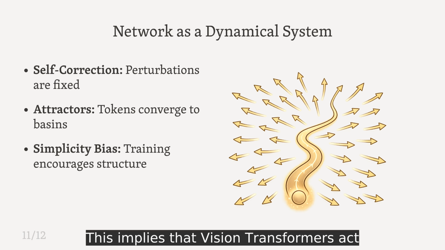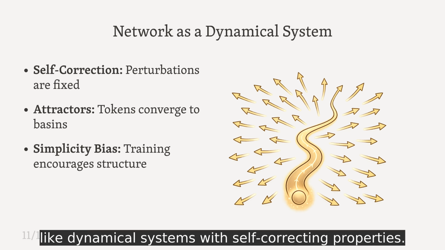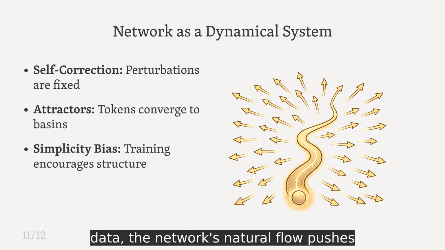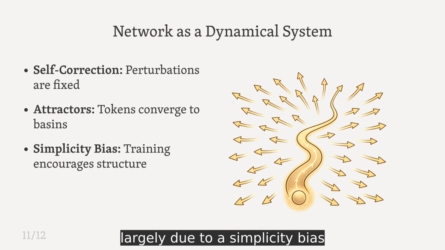This implies that vision transformers act like dynamical systems with self-correcting properties. If you slightly nudge the internal data, the network's natural flow pushes it back toward the correct solution, largely due to a simplicity bias inherent in the training process.